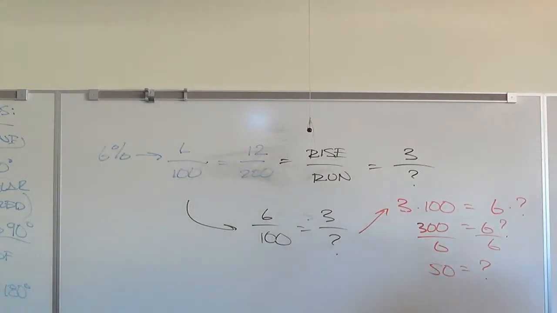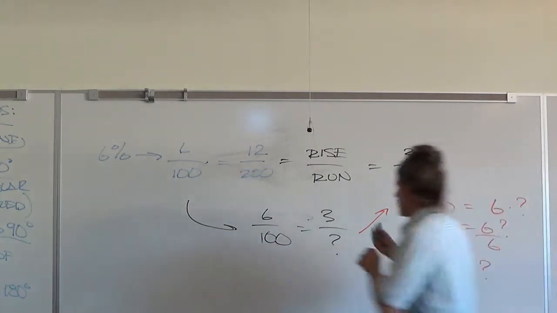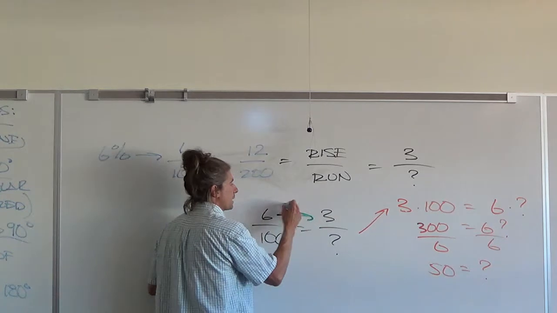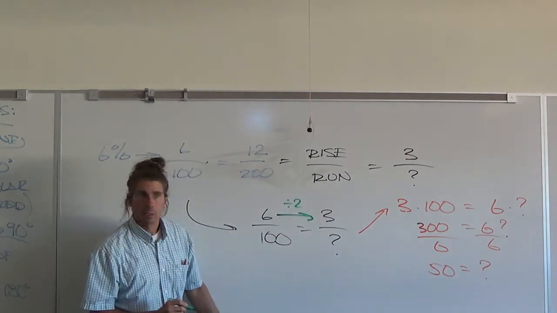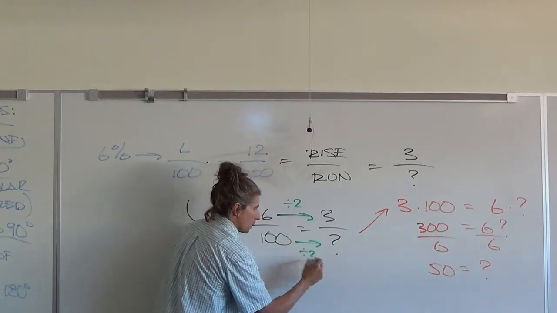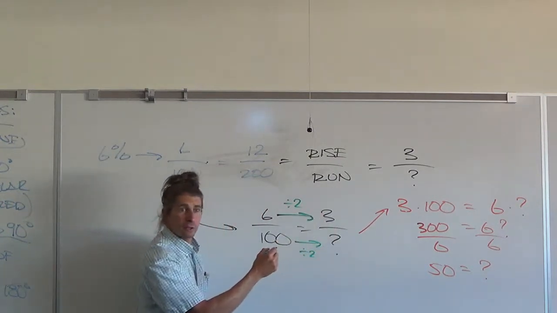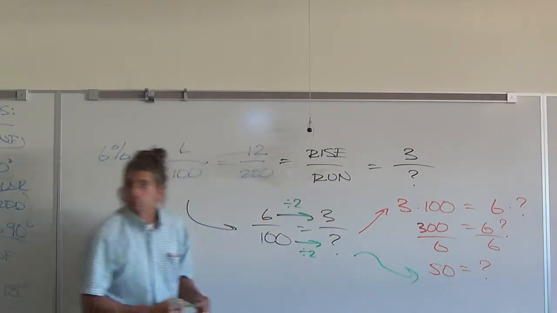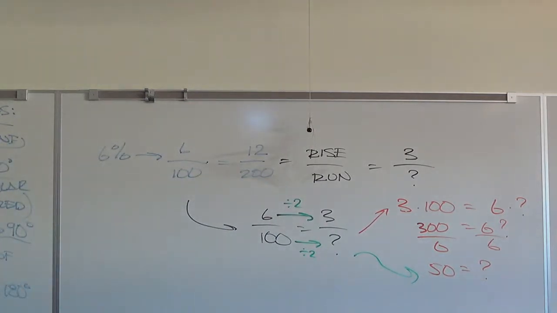Use a better color. Gesundheit. I had a green marker somewhere. Oh, there it is. 6 to 3, we divided by 2. We'd also have to do that to get from here to here. So 100 divided by 2 gives you 50 as well. Works beautifully. There might even be a third way of doing it.